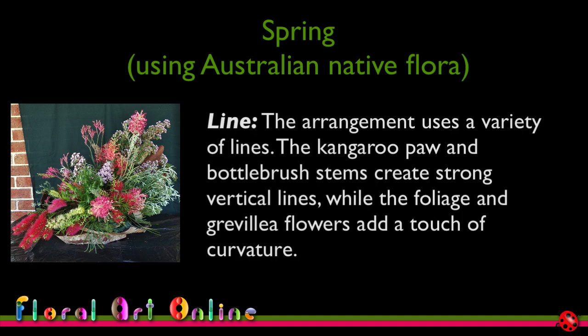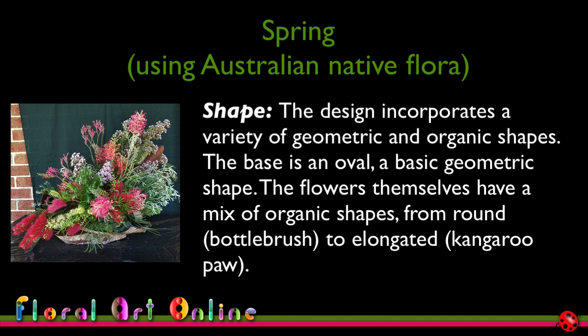So first of all, looking at line, the arrangement uses a variety of lines. Kangaroo paw and the bottle brush stems create strong vertical lines, while the foliage and grevillea flowers add a touch of curvature. Shape, the design incorporates a variety of geometric and organic shapes, which is an interesting assessment. The base is an oval, a basic geometric shape. The flowers themselves have a mix of organic shapes from round to elongated. So interesting contrast there in how it saw the shape within the design, something that we probably wouldn't automatically think of when we look at it ourselves.